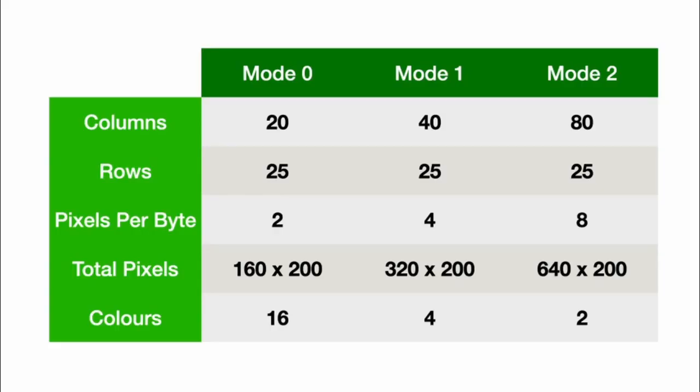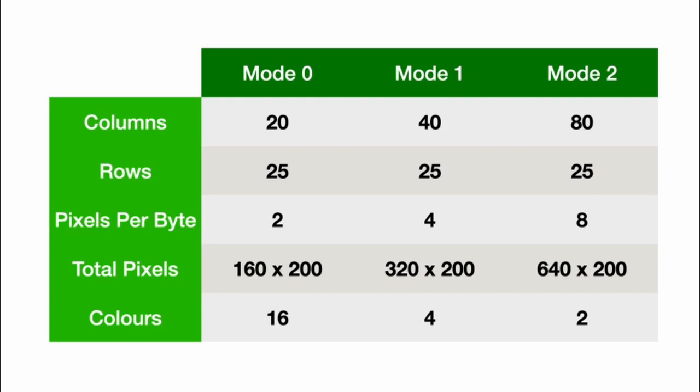The Amstrad has 3 graphical modes: mode 0, 1, and 2. Each mode has a different number of columns, but they all have the same number of rows. Mode 0 has 20 columns only, so you've got thick characters. Mode 1 is the default mode, and mode 2 is like a narrow mode, 80 characters across, 25 rows down.